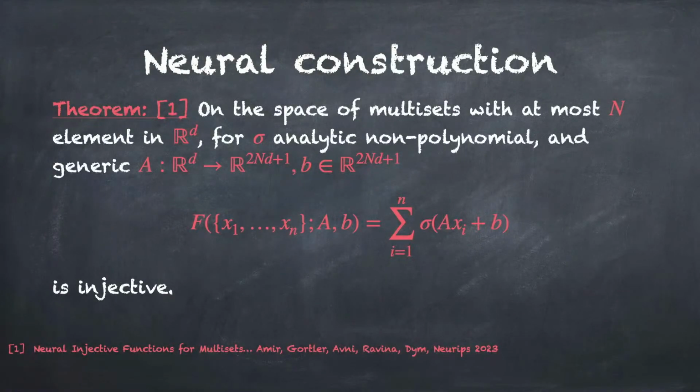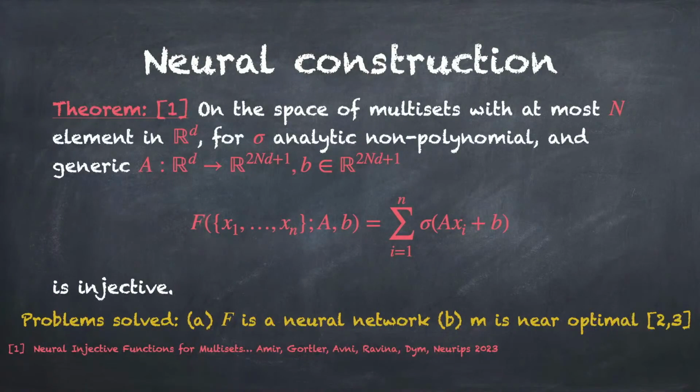So if we're looking at the space of multisets with at most n elements in R^d, and sigma is any function which is analytic but not a polynomial, then basically a simple neural network like this, right? So it's one layer applied here, you sum. This thing is injective, right? And the output dimension of this function is 2 times n times d plus 1. So it's basically like the dimension of the multiset space, because you have n elements in R^d, times 2 plus 1. Okay? So that's, in a way, maybe the main result here, or one of the main results.